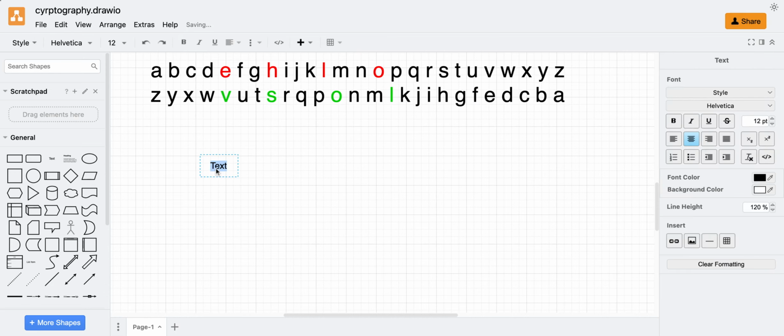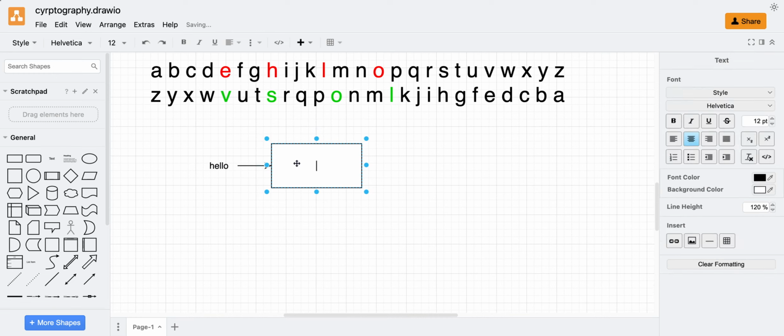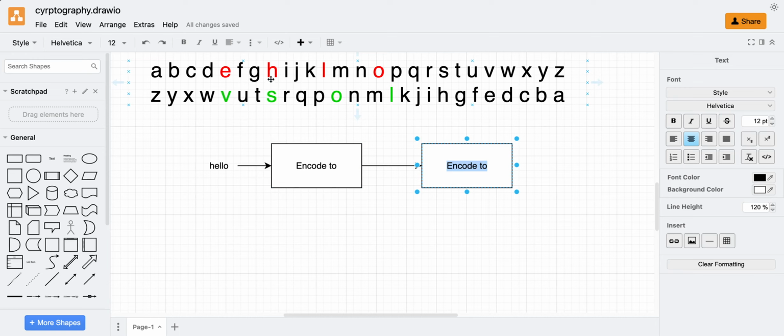So my message, hello, this was the original message. Hello will be encoded to, if we see, H represents S, E represents V, L represents O, again O, and O represents L. So if you see, the whole message is now encoded to SVOOL.